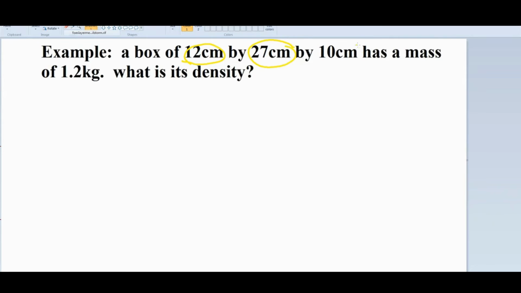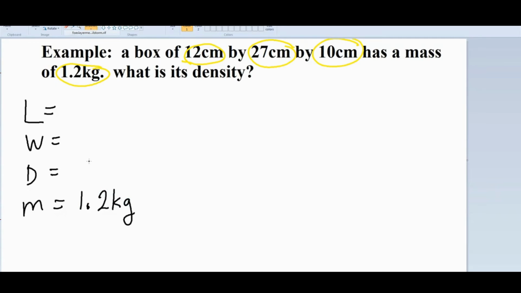When in doubt, locate all your measurements that are given. And by grade 12, they would be expecting you, or grade 11, to do this. Itemizing them on the side never hurts. For many of you, it might be redundant. You already know, you spotted the measurements. And it doesn't matter which of these are the length, the width, and the depth. 12, 27 by 10. And the important thing is, there's no tricks here. These are all in centimeters.